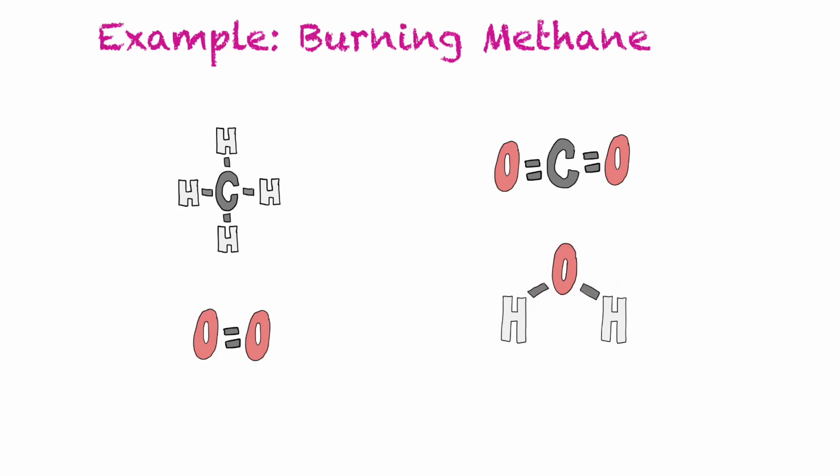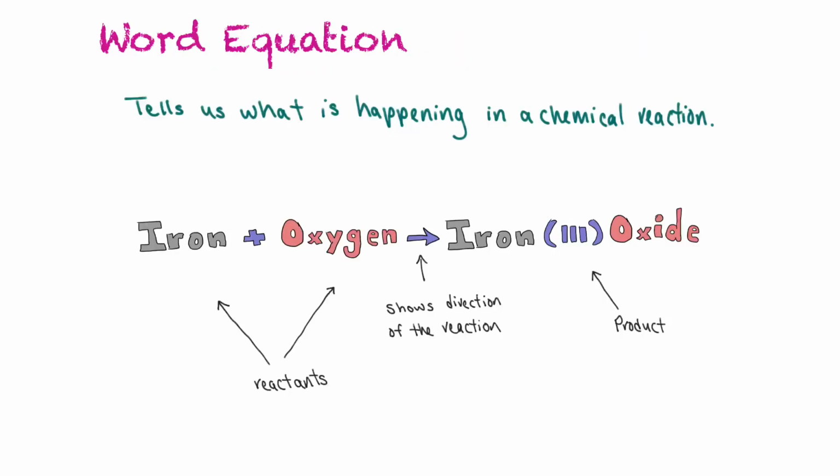So if we decide to balance the hydrogens first, we could have 2 water molecules. That would give us 4 hydrogens, and that now makes there be 4 oxygens on the product side. So if we put a 2 right here, now we have 4 oxygens on the reactant side too. So you need 2 molecules of oxygen to react with every molecule of methane, and that will produce 1 molecule of carbon dioxide and 2 molecules of water. And now it's balanced.